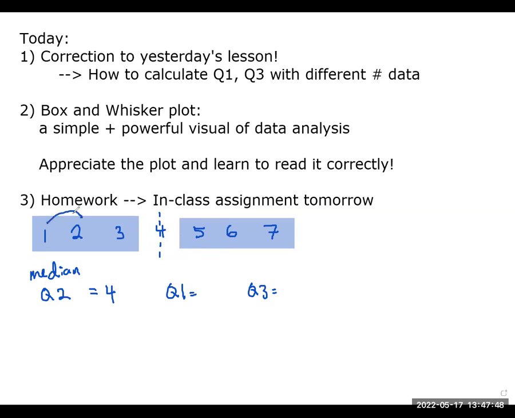From here, 1, 2, 1, 2. Q1 is still a 2 and 1, 2, 1, 2. The Q3 is still a 6. It does not involve the 4. The median does not count when you look at the first and last halves of the data set.